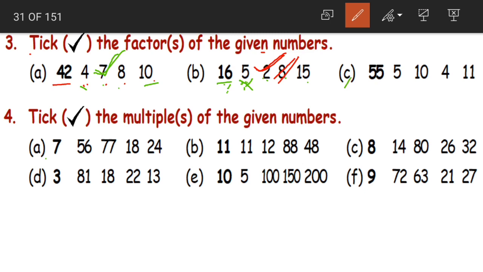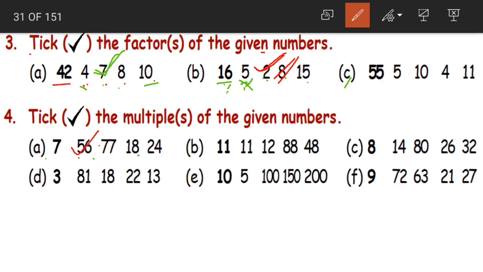Take the multiples of the given numbers. Now here we are having 7. Yes, and we need to take the multiples. That means, see, first number is 56. Does 56 come in 7th table? Yes, we have 7 8s are 56. So 56 is a multiple.